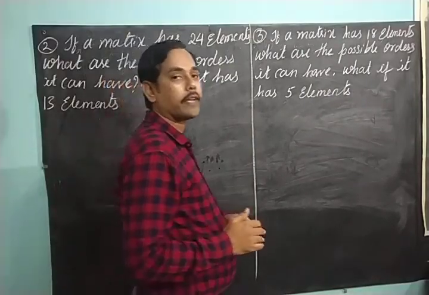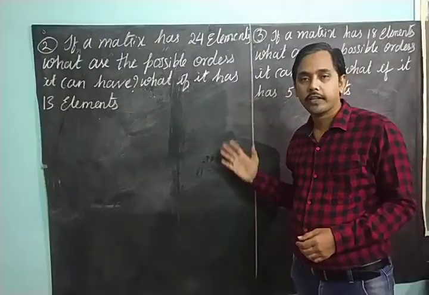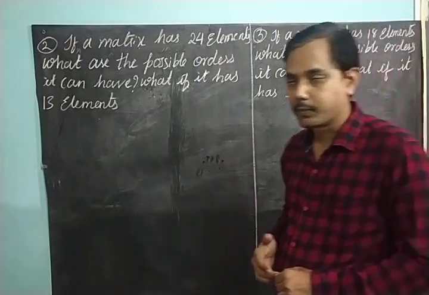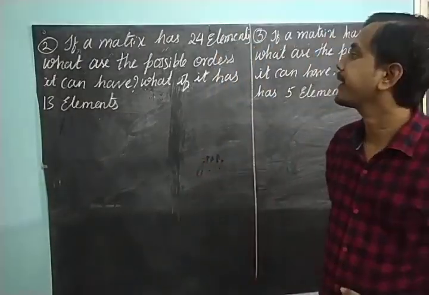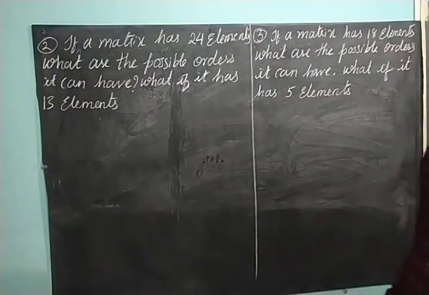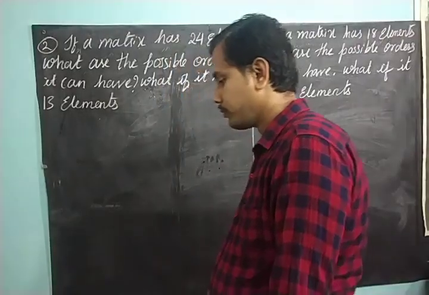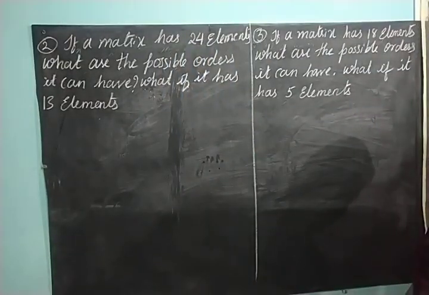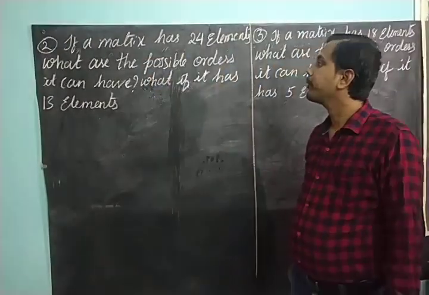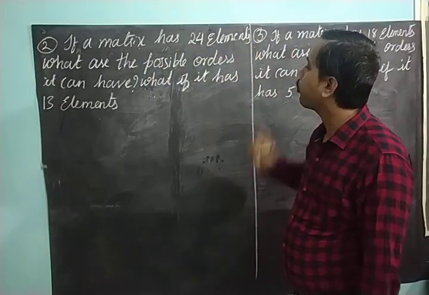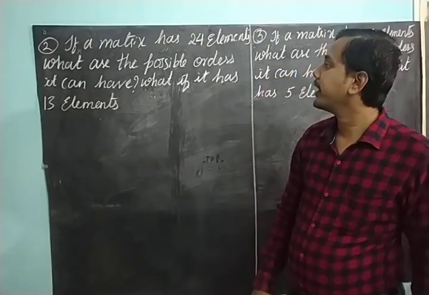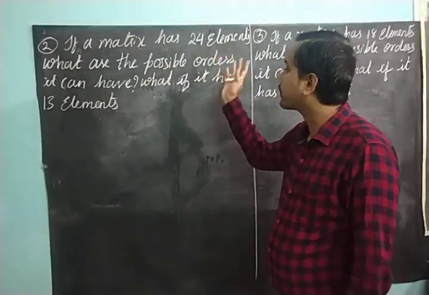Okay friends, I hope you have taken down the things which we have discussed, which we have solved in the previous slide. Okay, let's continue with the exercise problems. First problem we have already solved, you have taken it down. So coming to the second problem: if a matrix has 24 elements, what are the possible orders it can have?